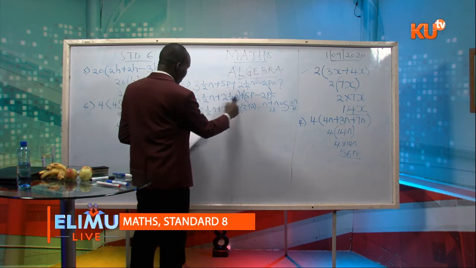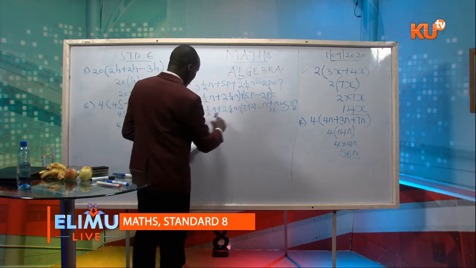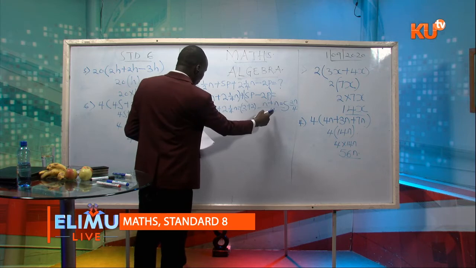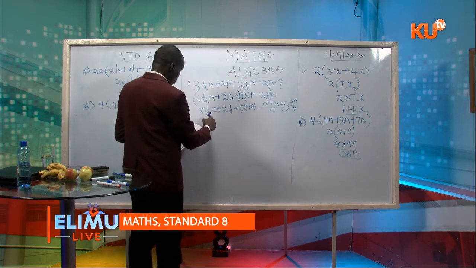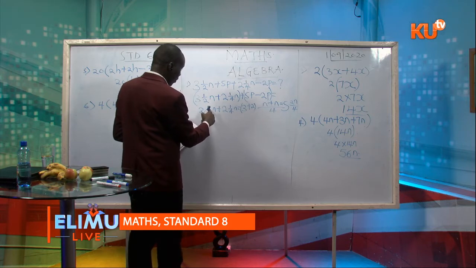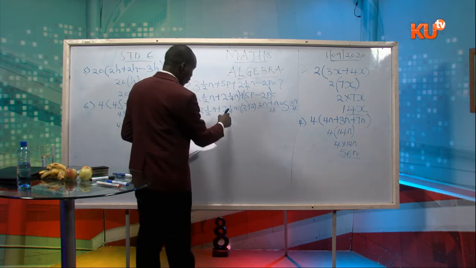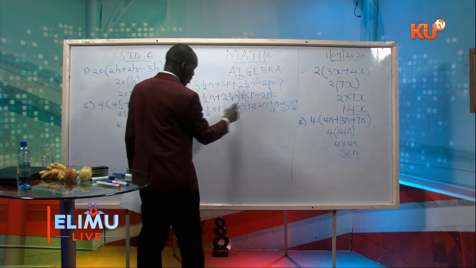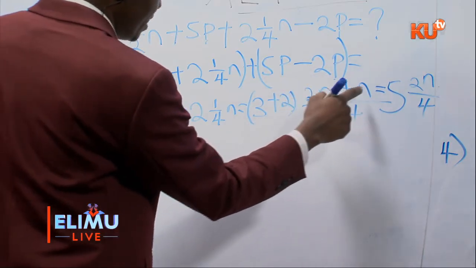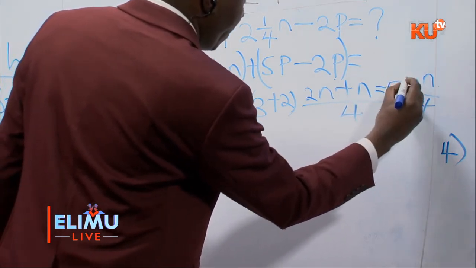Three plus 2, we get 5. The LCM here is 4. 4 divided by 2, we get 2. 2 times 1, we get 2n. 4 divided by 4, we get 1. 1 times 1, we get n. 2n plus n, we get 3n.